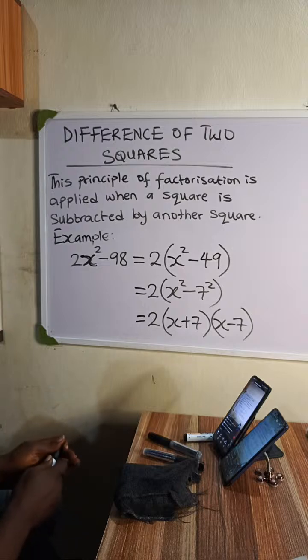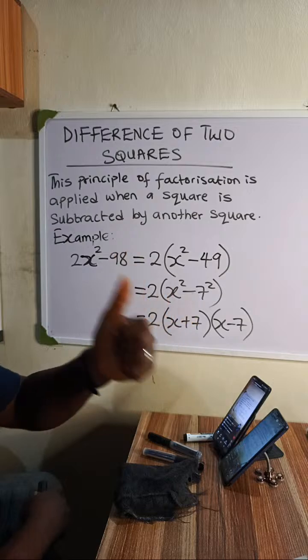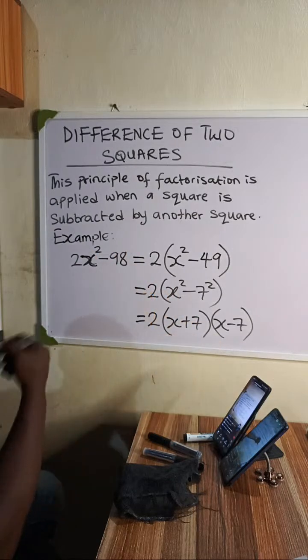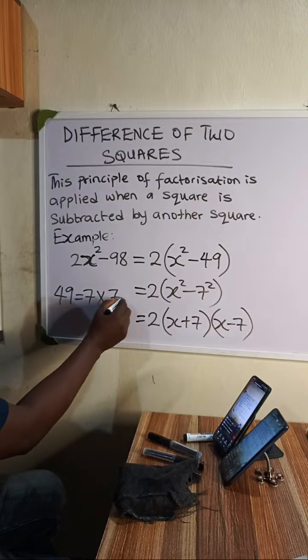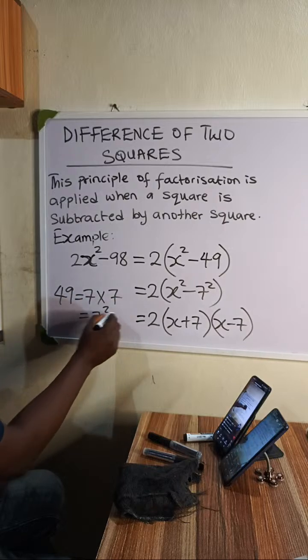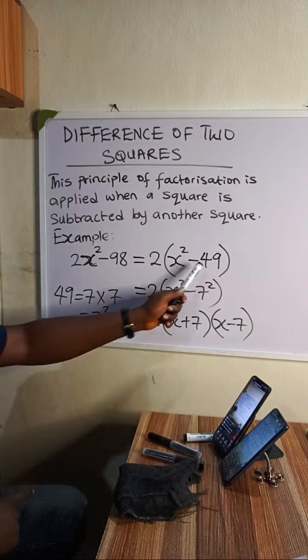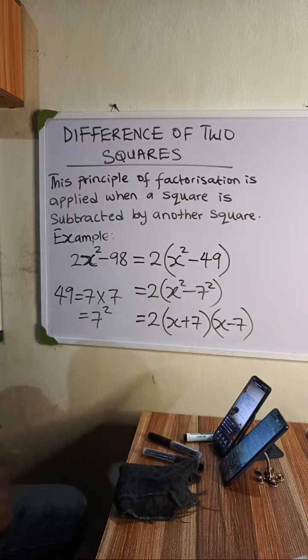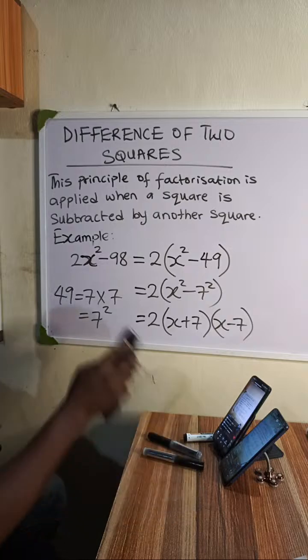Yeah, how did I get 7? 49 is the same thing as 7 multiplied by 7. 49 is equal to 7 times 7, which is 7 squared. So that's how we got 7. We replaced 49 with 7 squared. Okay, good.